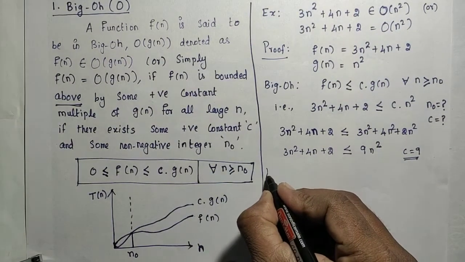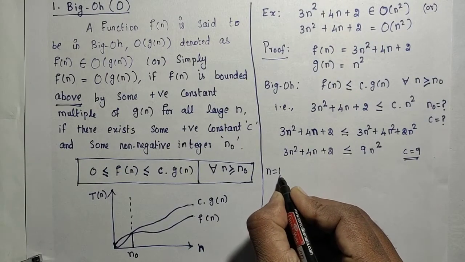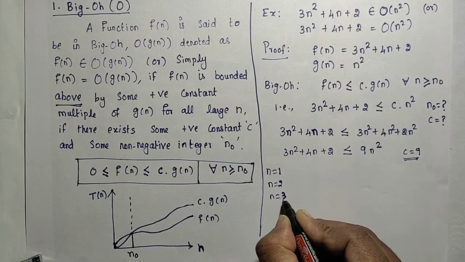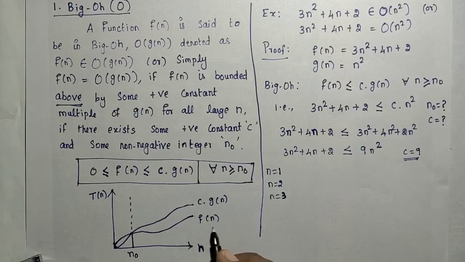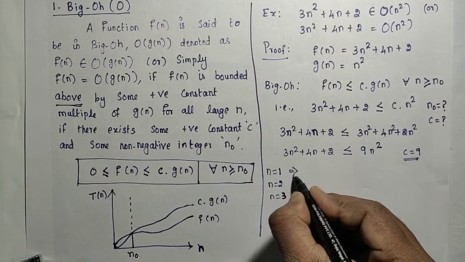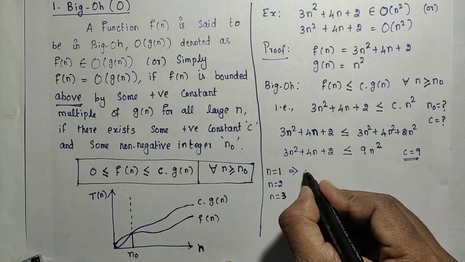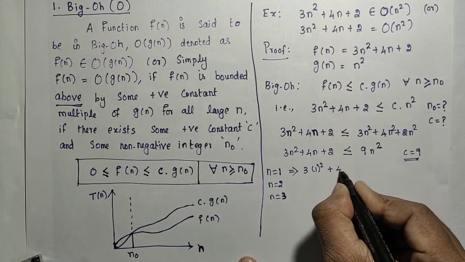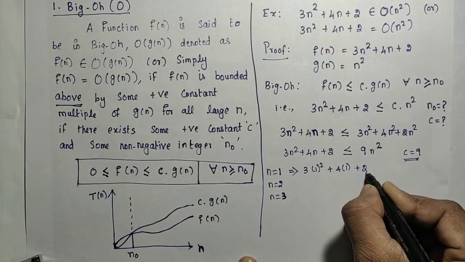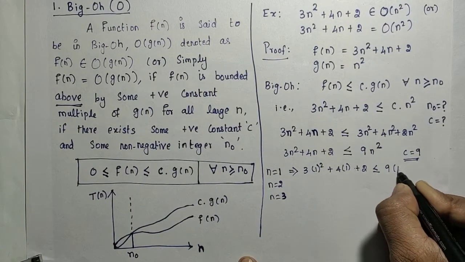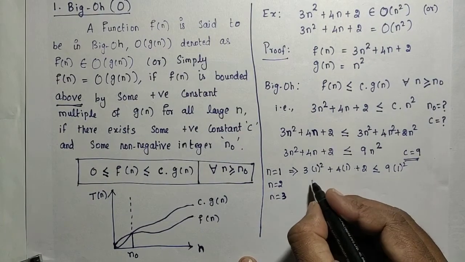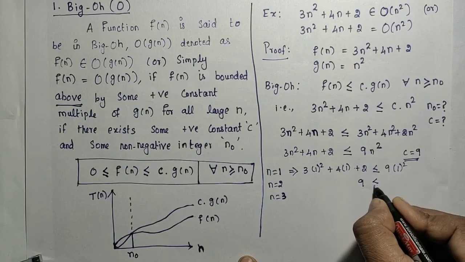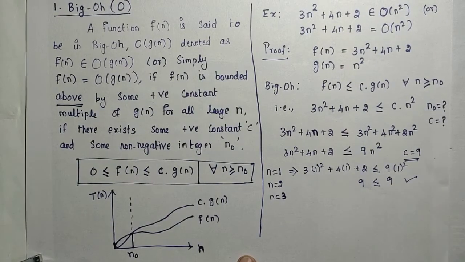Then we need to substitute n equal to 1. Start the n value from some minimum, n equal to 1, n equal to 2, n equal to 3. For these values 1, 2, 3, you check whether this condition is true or not. Substituting n equal to 1 here: 3 into 1 squared plus 4 into 1 plus 2 less than or equal to 9 into 1 squared, which is 3 plus 4 plus 2, that is 9. So 9 is less than or equal to 9. So the condition is true.